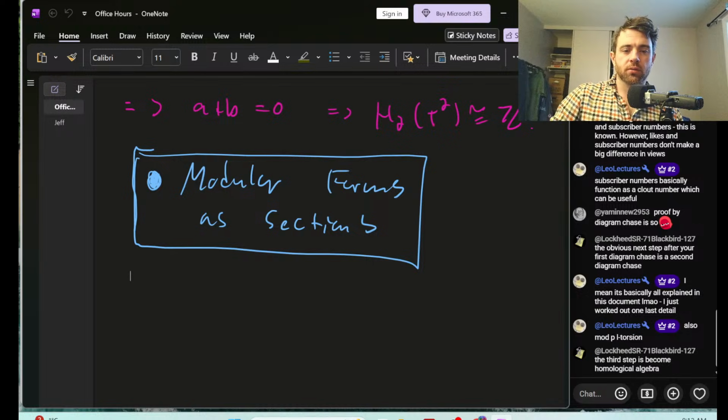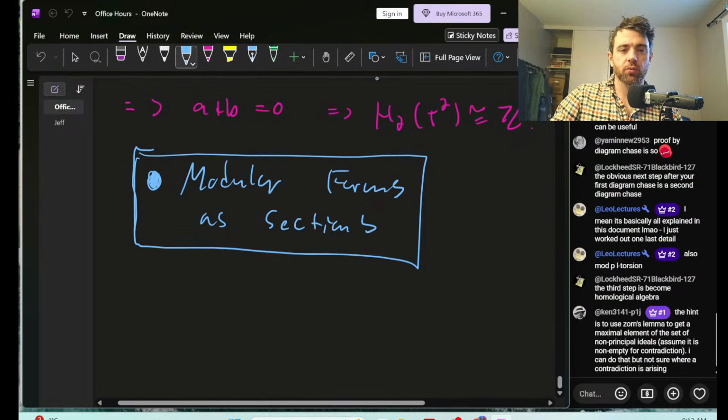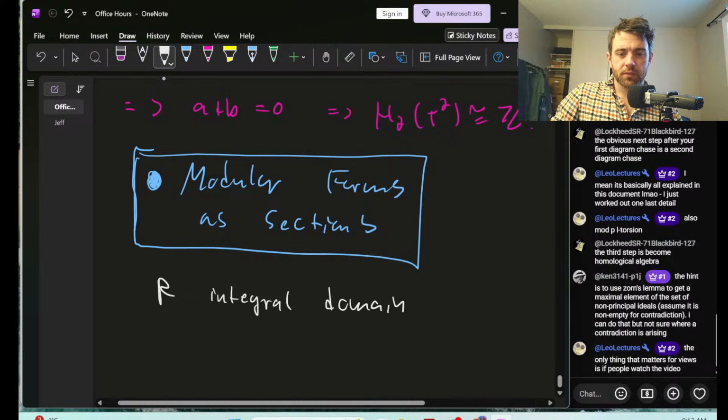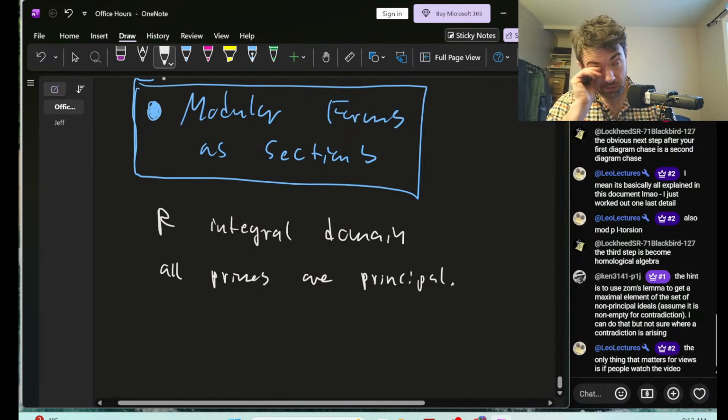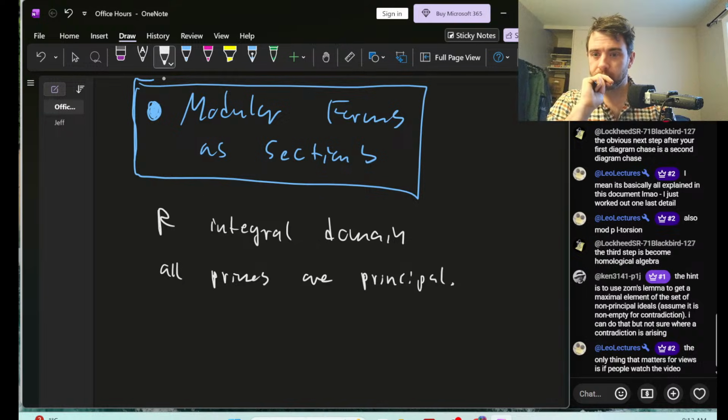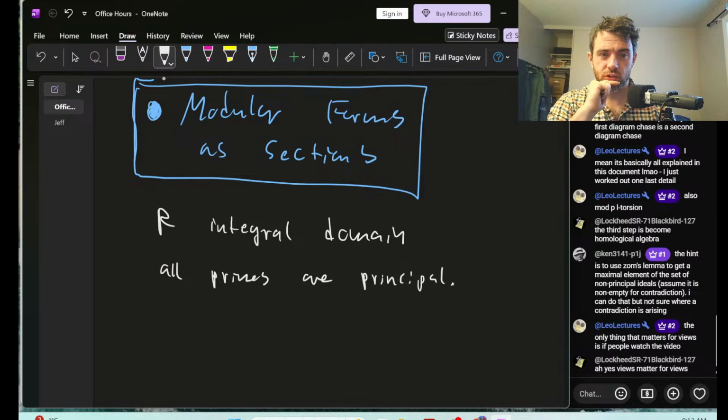Okay, what are we doing? So all primes are principal. So what? We're in an integral domain. That's it? And all primes are principal. Yeah, I mean, if we're in a Dedekind domain, I guess this would be easy, right? Where we have unique factorization of ideals, but I guess we're just in an integral domain.